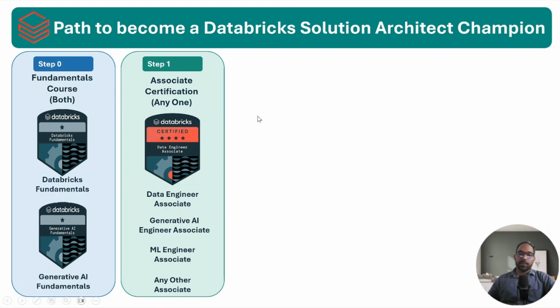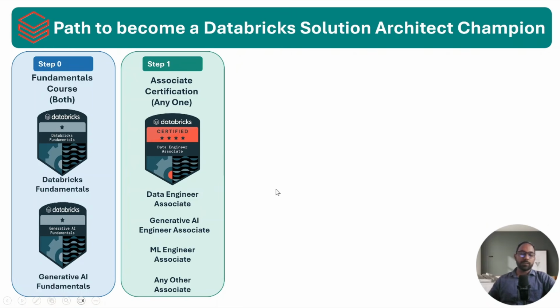Then step 1 is the certification. We shall be having any one of the associate level certifications. So we can have Data Engineer Associate or Gen AI Associate, ML Engineer Associate. There are others as well, like Context Engineer Associate and Analyst Associate. Any one of the associate level certifications is enough. Then we are done with this step 1 prerequisite.